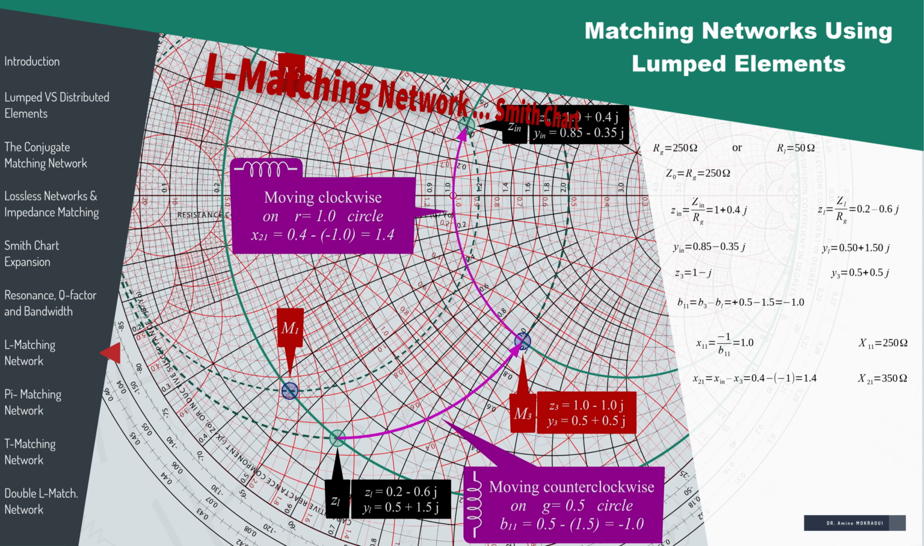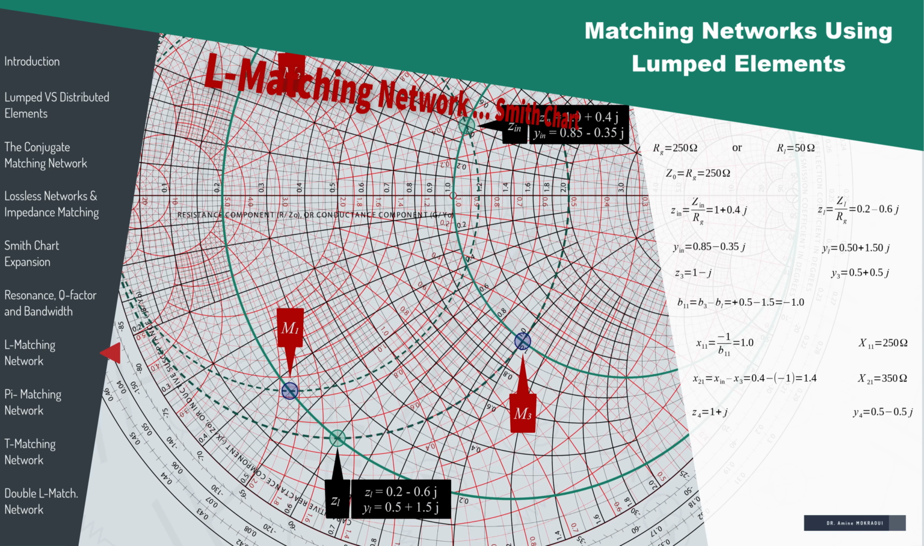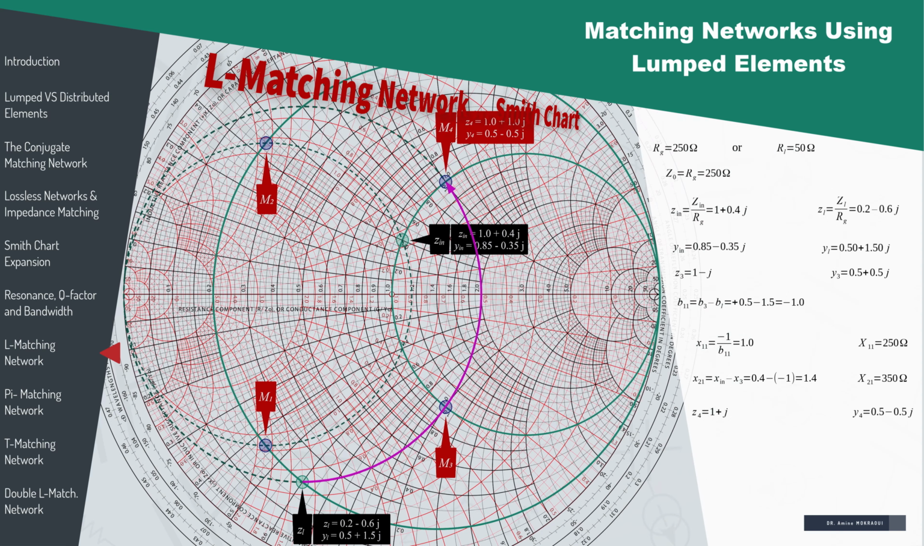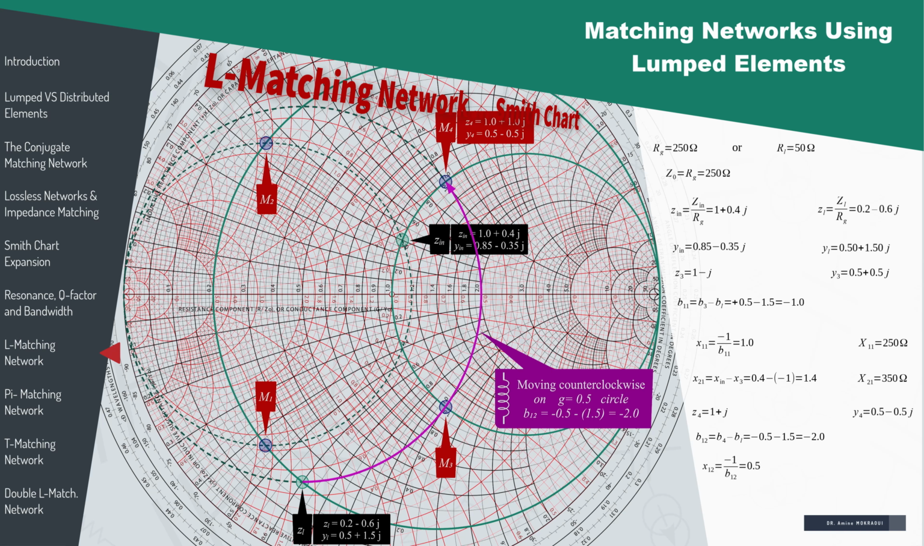The second reverse L matching solution comprises using point M4, which corresponds to Z4 equals 1 plus j, or Y4 equals 0.5 minus 0.5j. When traveling from ZL to Z4, we take the counterclockwise direction on the G equals 0.5 circle. Thus, we are adding an inductor whose susceptance is B12 equals B4 minus BL, which is equal to minus 2.0. It corresponds to a reactance X12 equals minus 1 over B12 equals 0.5. Thus, the uppercase X12 equals 125 ohm.